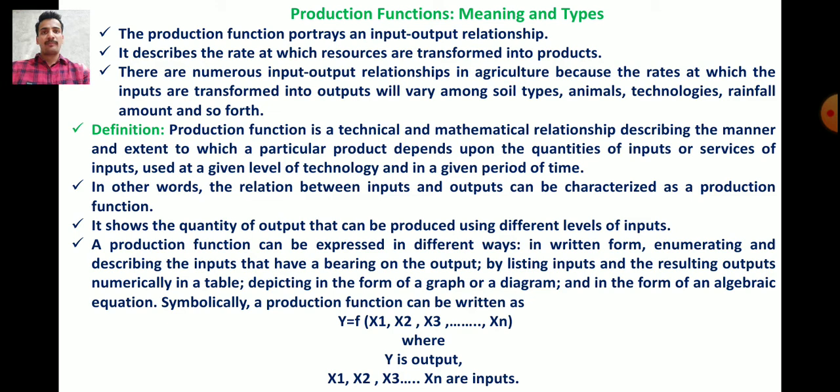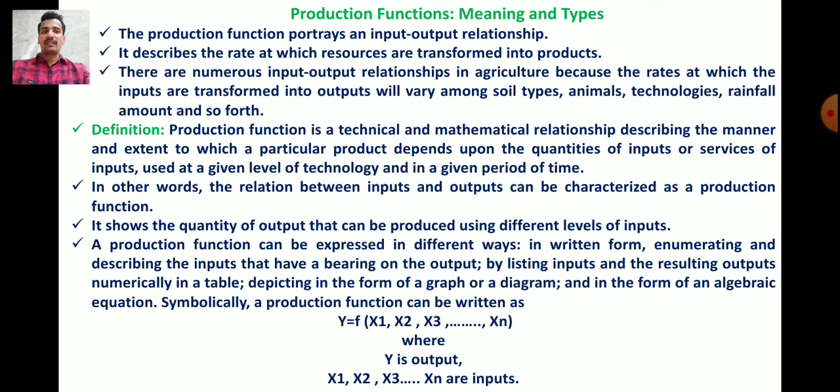Suppose you take the example of crop production, we need a number of inputs. So there are a number of input output relationships: seed and yield relationship, fertilizer and yield relationship, insecticide pesticide and yield relationship, then labor and yield relationship. There are a number of factors responsible for production in agriculture. That's why there are a number of input output relationships in agriculture.